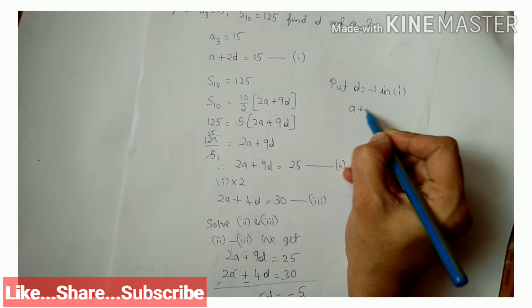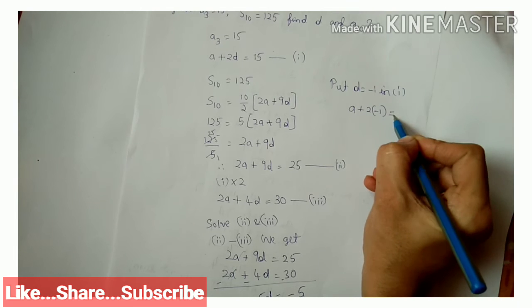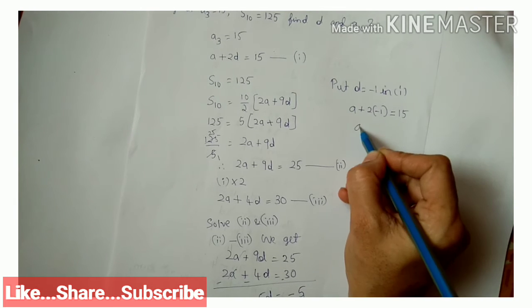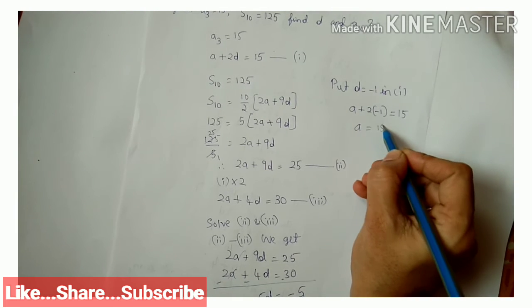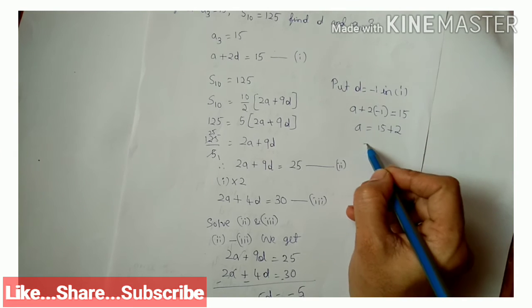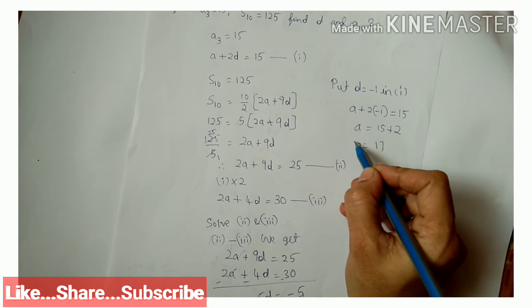A plus 2 into D value minus 1, 15 minus 2, 15 plus 2, 17. A value is 17.